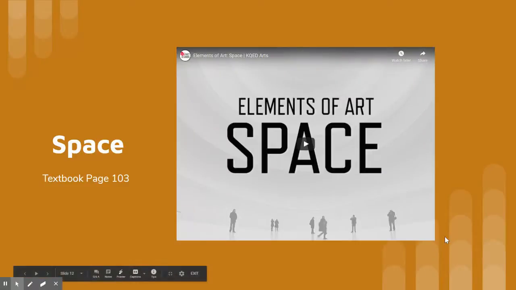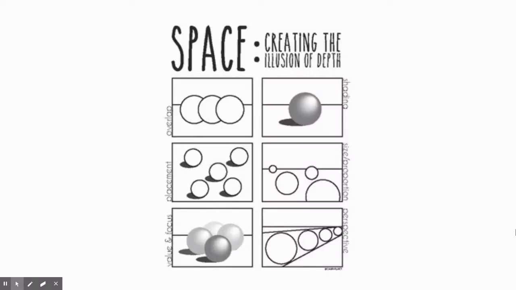So the last word that we're looking at is space, and you should also watch this video. But space creates an illusion of depth. So we can see here we have overlapping forms or shapes that create overlap. When we shade something, we create an illusion of depth because we create the illusion that this shape is a form. So it looks three-dimensional because we've added light and we've added shadow.